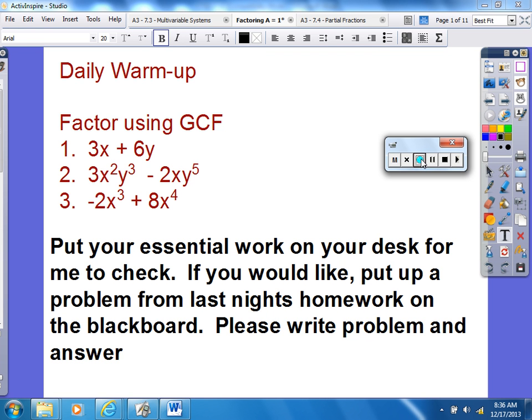So here I have lovely GCF again. GCF is the first starting point. So anytime I say what's the first step of factoring, you guys get to yell GCF. GCF.